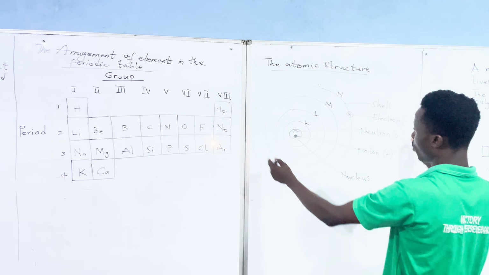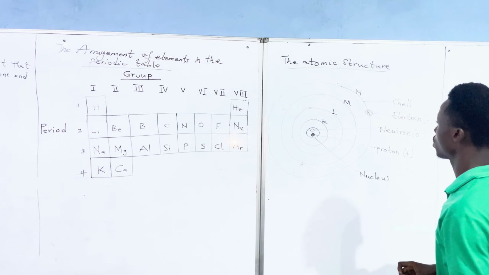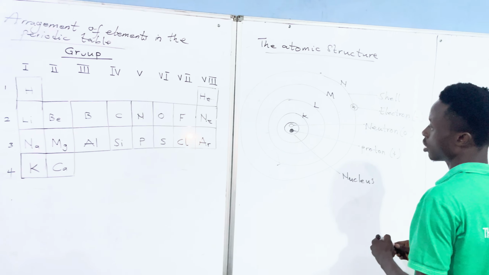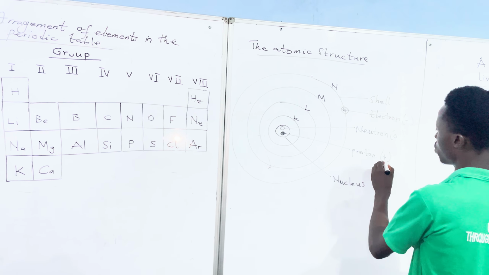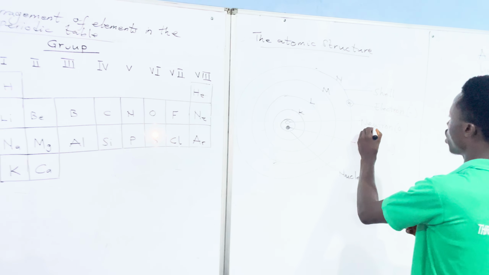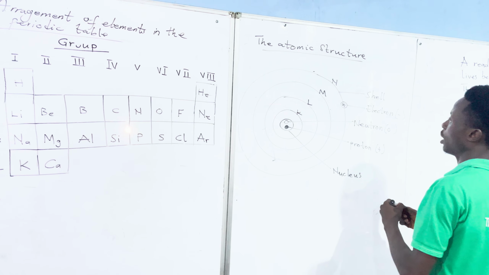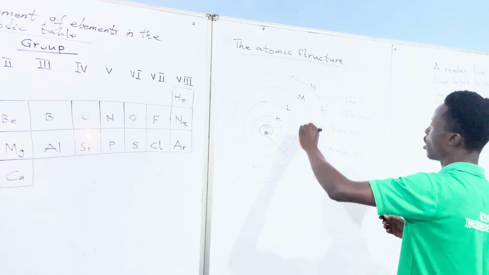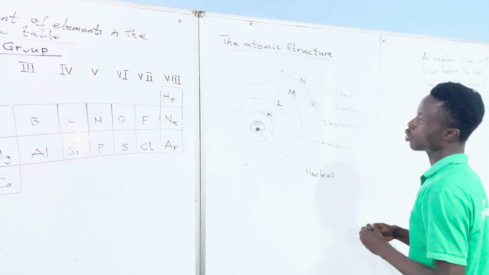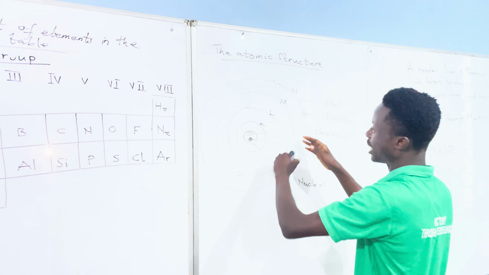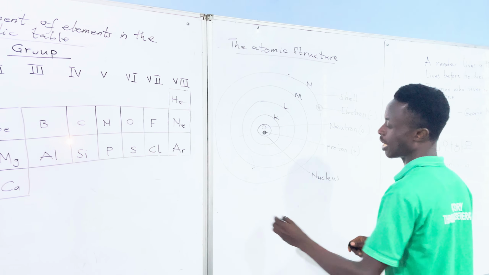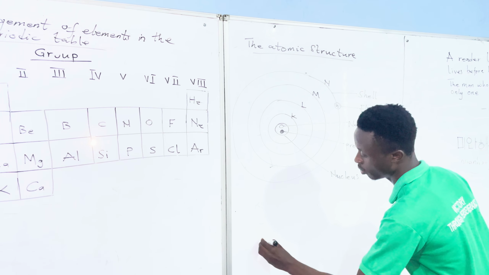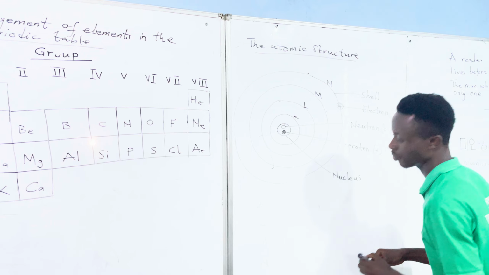Alright, so this is the atomic structure of the atom. The atom has a central nucleus which contains protons, which are positively charged, neutrons, which have no charge, and then also electrons, which are located on the shells of the atom. We also have the names of all the shells in the atom: the K shell, the L shell, the M shell, and then the N shell.